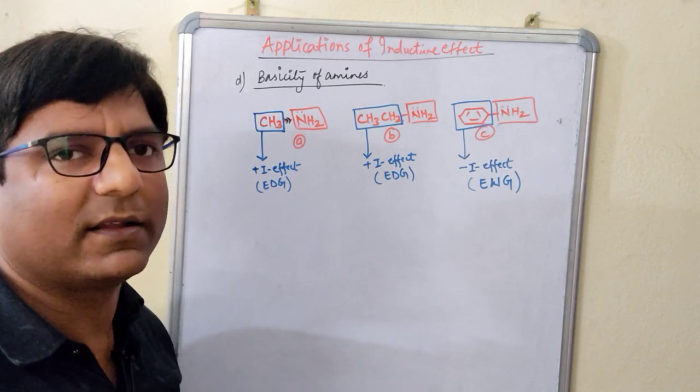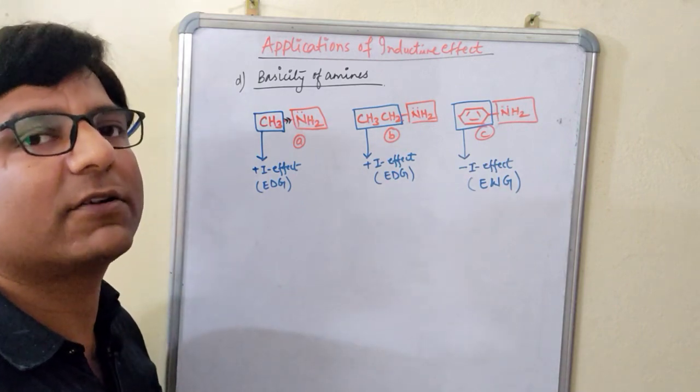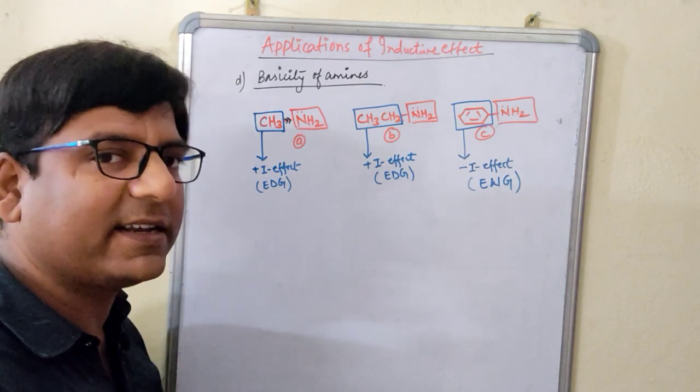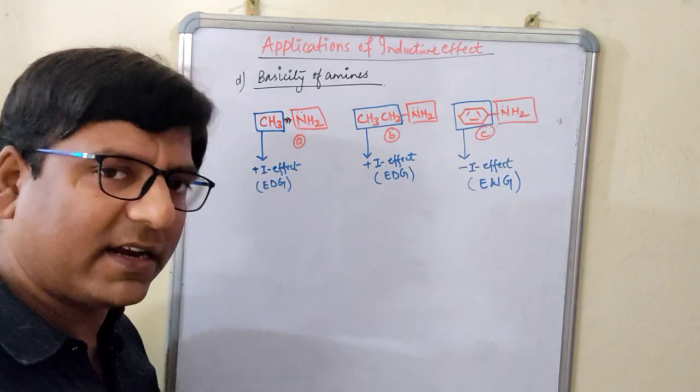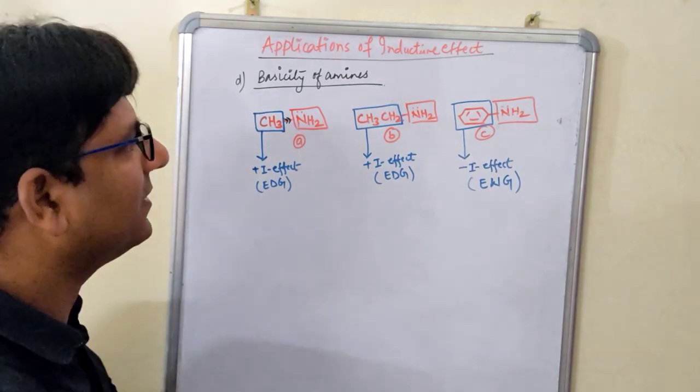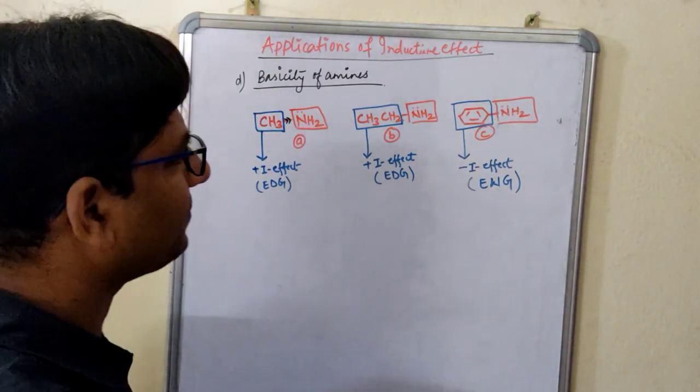Electron density means what? That is the concentration of the electron, how much electron it has. If you are saying high electron density, it means it has more electrons. Less electron density means deficiency of electrons. Correct? Now let us see the second case.